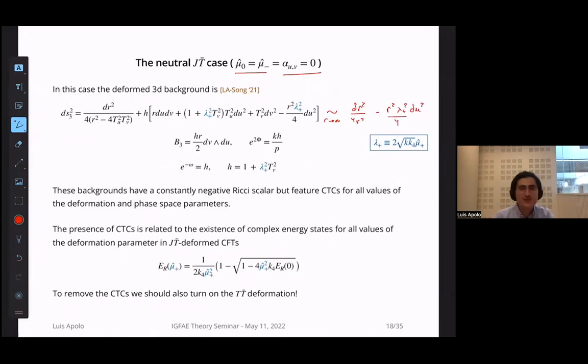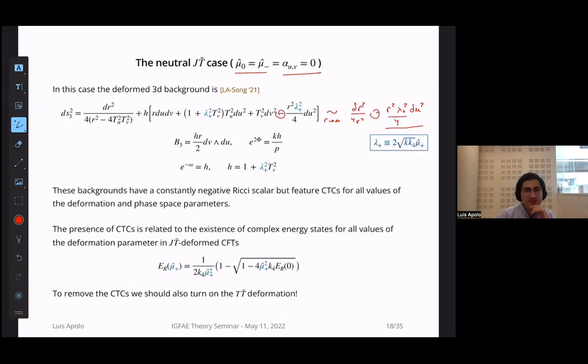So if you try to deduce what the boundary metric is for this spacetime, you would find that it's null. This is characteristic of warped AdS backgrounds. Again, this is not a locally AdS background anymore, even though it does have a constant negative curvature. And the other thing that you notice is that because of this minus sign here and here, this background features CTCs for all values of the deformation parameter.